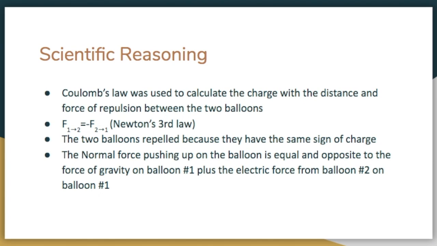And then the scientific reasoning behind our experiment includes Coulomb's law, which was used to calculate the charge with the distance and the force of repulsion between the two balloons. We also used Newton's third law, saying that the force of interaction of balloon 1 on balloon 2 is equal and opposite to the force of interaction of balloon 2 onto balloon 1. The two balloons also repelled each other because they have the same sign of charge. And finally, the normal force pushing up on the balloon is equal and opposite to the force of gravity on balloon 1 plus the electric force from balloon 2 on balloon 1.